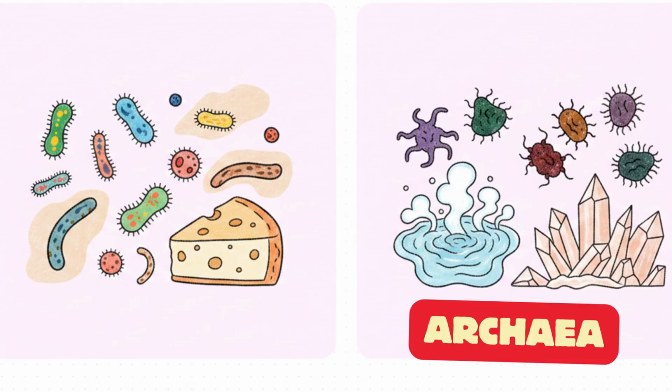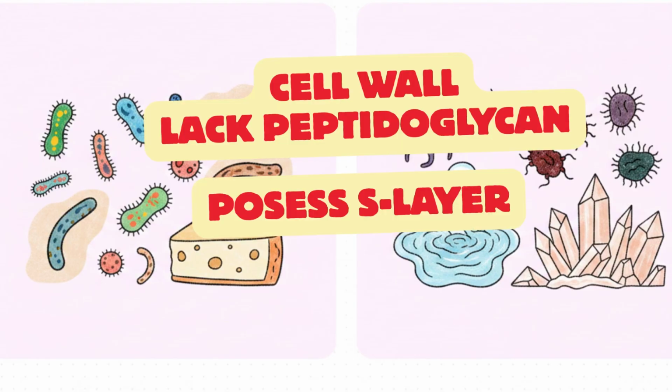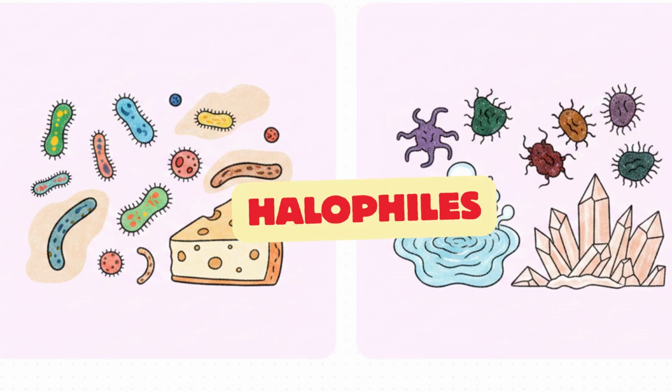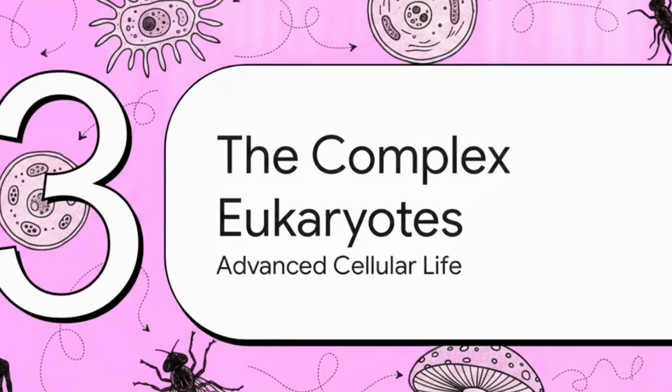But then, look at archaea. This is wild. Their genetic machinery is actually closer to our own. But their cell walls are built completely differently, which makes them the ultimate biological survivalists. I mean, we're talking about halophiles thriving in the incredibly salty Dead Sea, and thermophiles treating literally boiling hot springs like a luxury vacation. It's absolutely amazing. Which brings us to Section 3, the complex eukaryotes.